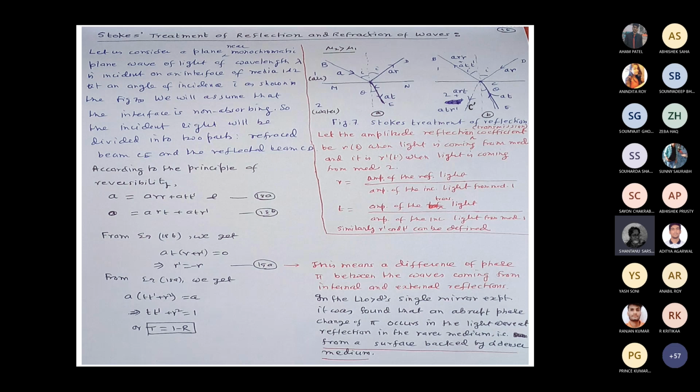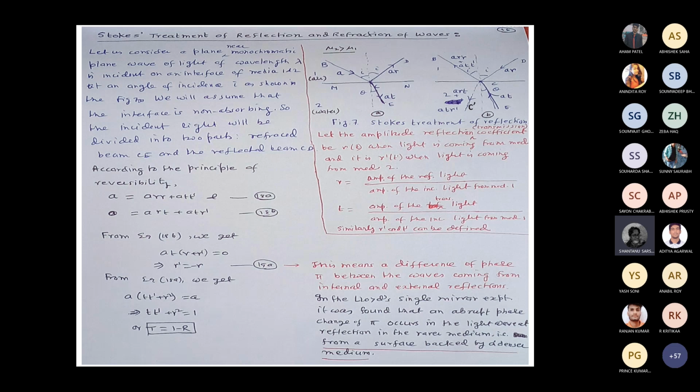So whatever light is incident, if there is no absorption, then part of the light will be reflected and another part will be transmitted. So this is well known. From the Stokes treatment, that's the important conclusion we got, basically this: that there is a phase difference of pi between the wave coming from internal and external reflection.